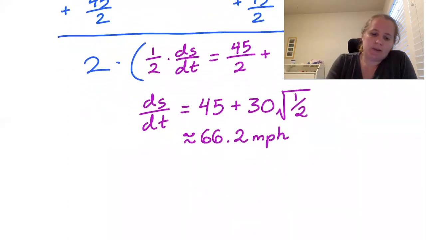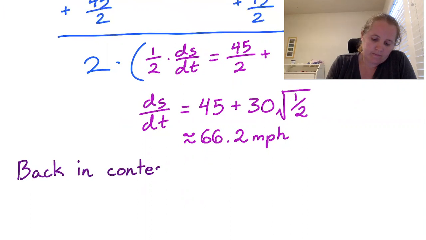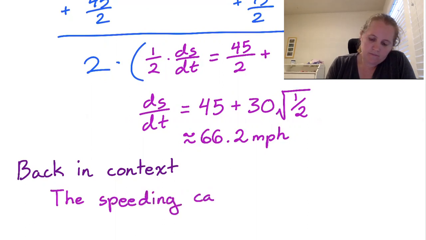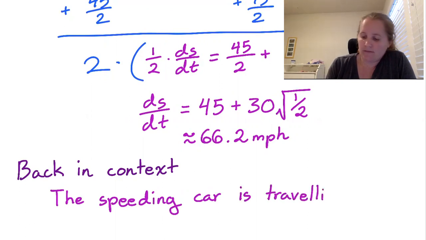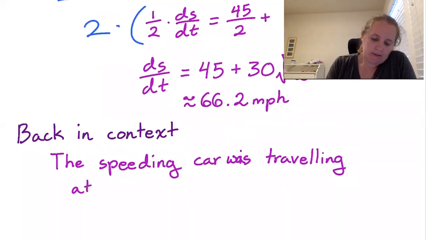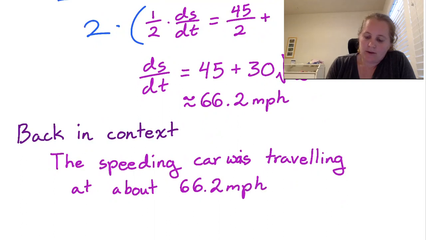So again, if we put this back in context, the speeding car is traveling, or was traveling, at about 66.2 miles per hour at the point of the radar gun reading.